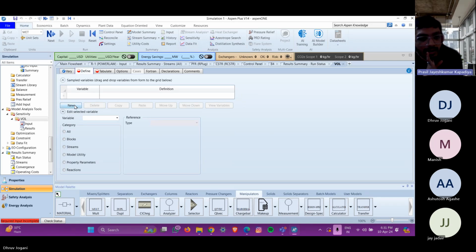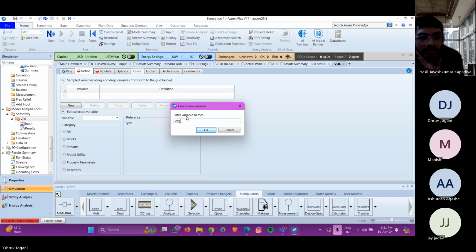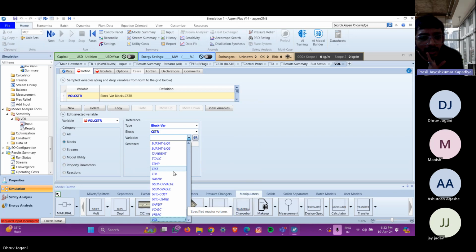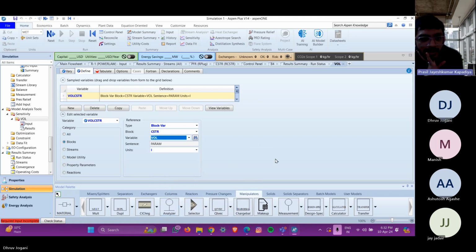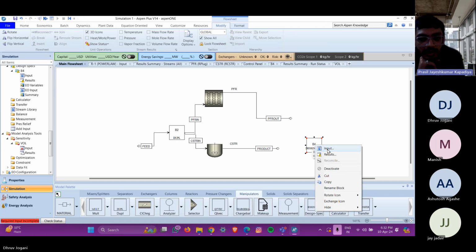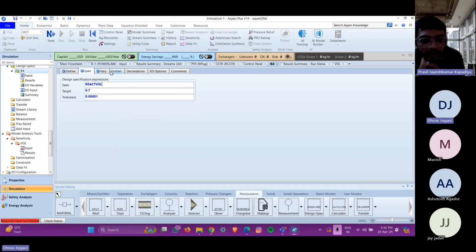Let's define. Dhruv, I have a doubt. Yes, sir, first let's complete this. Can you go to that block? What was that called? Design specification. Yes, design specification. Sorry, did we specify somewhere what we want as the target? I guess that is not specified.